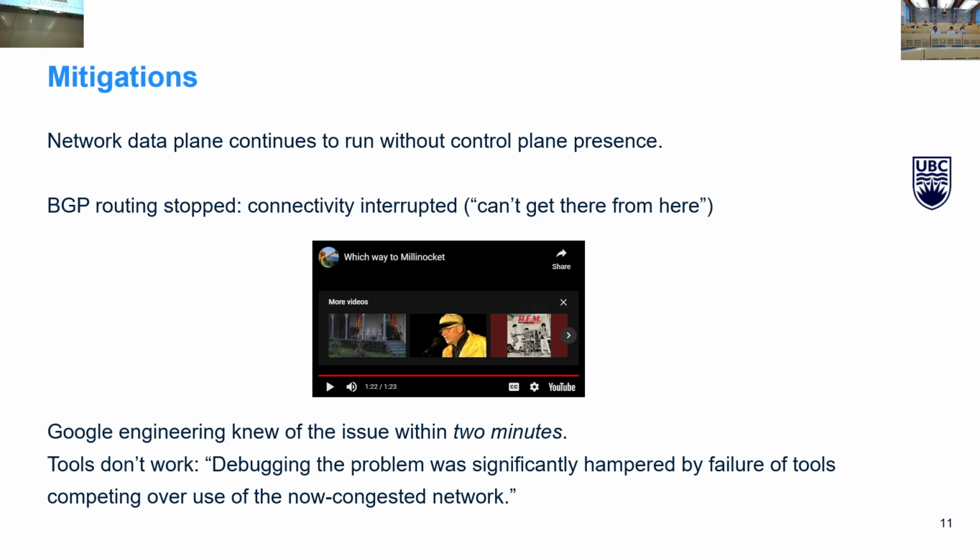Google engineering knew of the issue within 2 minutes. This is the amazing thing. 2 minutes. And this turned into a multi-hour outage. Tools didn't work. The debugging of the problem was significantly hampered by failure of tools competing over use of the now congested network. Remember that 33% packet loss? Well, guess what? Your tools that you're using in order to diagnose your broken network can't talk to anything on your broken network because your network's broken. You didn't put enough bullets in your foot, so you reloaded the gun and you put more holes into it. It's just the reality of the systems that we build.